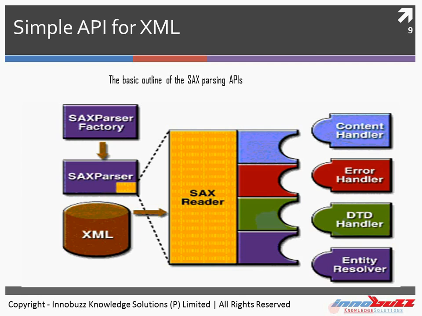So this is how the process will begin in the Simple API for XML when an instance is created by the SAXParserFactory class, and this is used to generate the instance of the parser. The parser wraps a SAXReader object. So whenever a parse method is invoked, the reader invokes one of the several callbacks, which we are going to see now in detail.